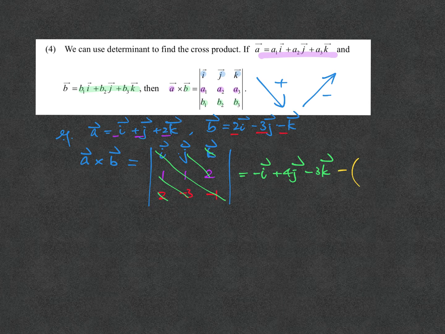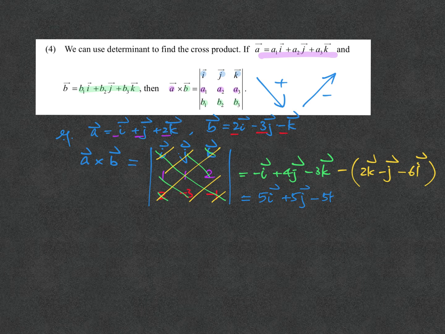After that, we subtract a very big thing, in this direction this time. First of all, we have 2k vector. Next, we have 1j and minus 1, minus j vector. And finally, we have i with minus 3 and 2, totally minus 6i vector. After simplification, you will see the outcome will be 5i vector plus 5j vector and minus 5k vector.